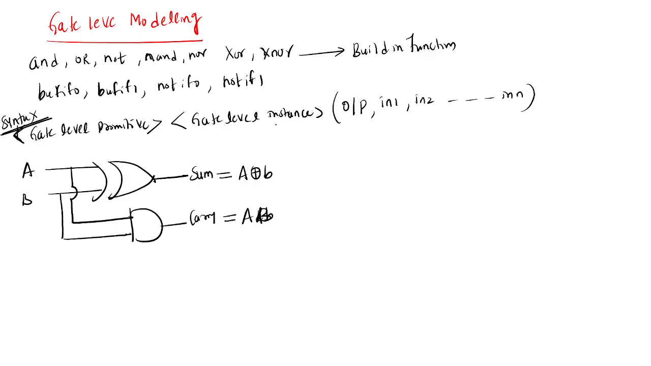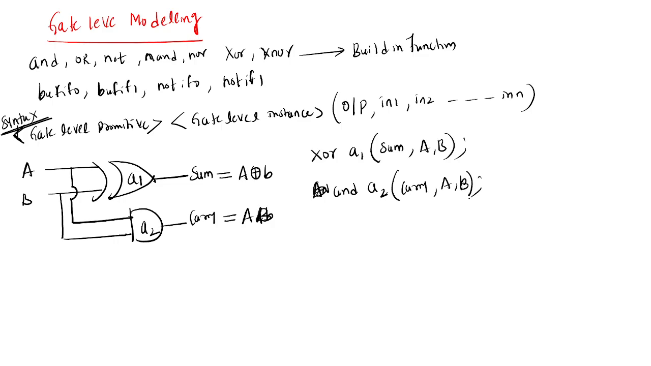So how do you write it in gate level modeling? For sum, the gate level primitive is XOR, let us take the instance name A1, followed by the output: sum, comma A, comma B. And next carry: the gate level primitive is and, the instance name A2, and here you are using the output carry, A, comma B. Output followed by the inputs. Like this you need to write.